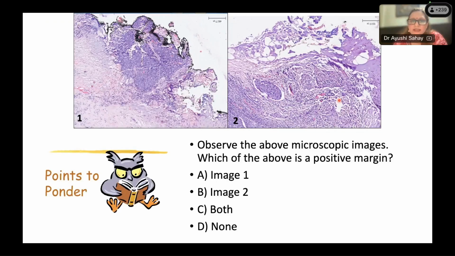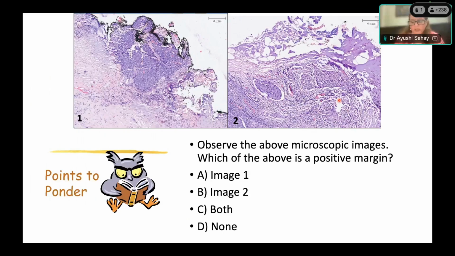So in these images 1 and 2, which of these images is showing a positive margin? Any of you can answer. Image 1, image 2, both or none? Image 1 is showing positive. Yes, image 1. So is image 2 a close margin? Yes, it's a close margin, but not positive.